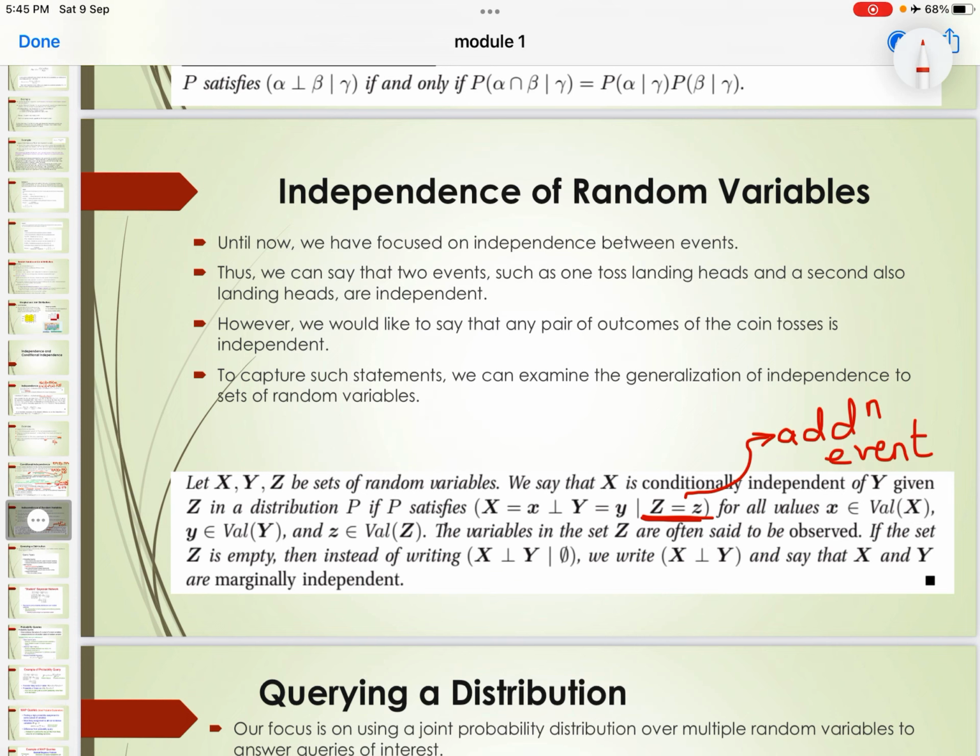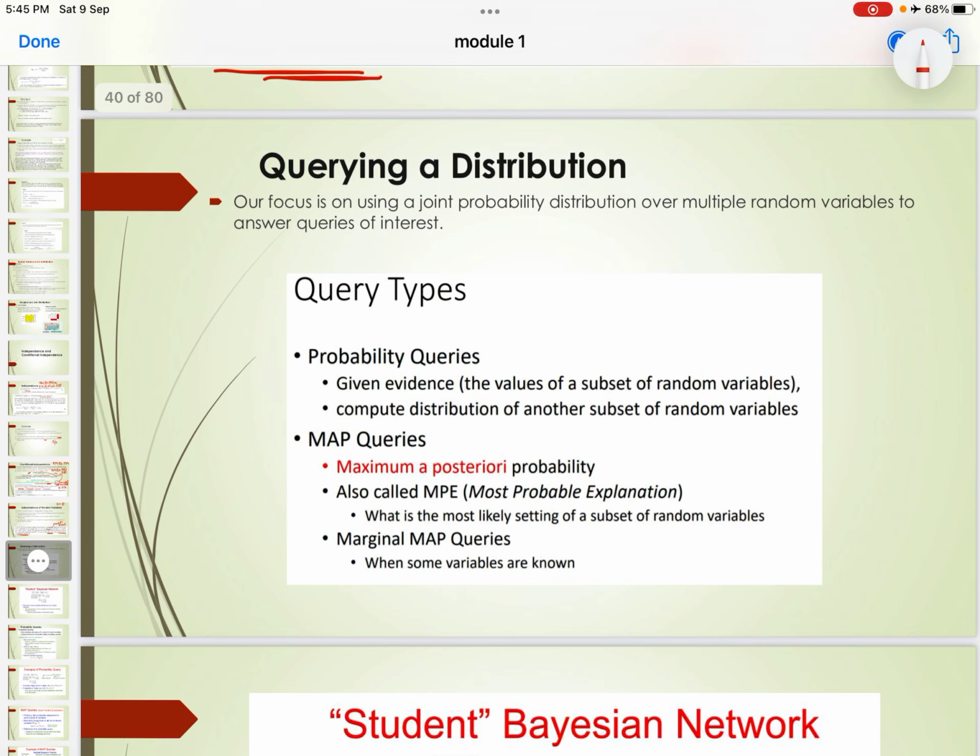If the set Z is empty, then instead of writing X is independent of Y given null, we write X is independent of Y. We say X and Y are marginally independent. So if your Z is empty, that means the event which you have added is empty, then we say that X is independent of Y.